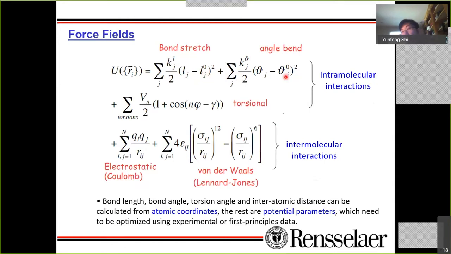And then you have the angular bend. This is also in a Hooke's form. You have the angle of a triplet minus the equilibrium or preferred angle, squared, times k over 2, right? This is an angular spring. And then you have the torsional term right here. And then you have the non-bonded interaction. You already see this 12-6 term.